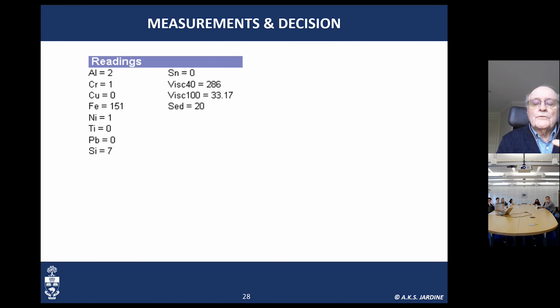So we had an opportunity to go and look at data from this coal mine. And there are the readings we get today: aluminum 2 parts per million, chrome 1 part per million, copper 0 parts per million, and so on. So these are today's measurements.